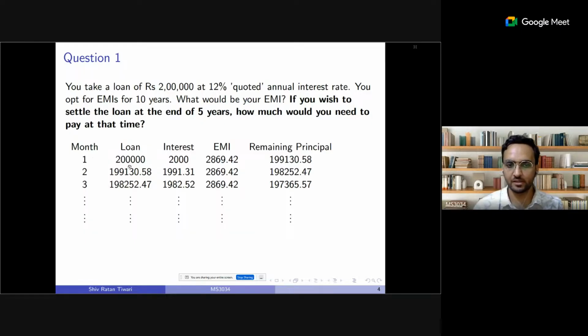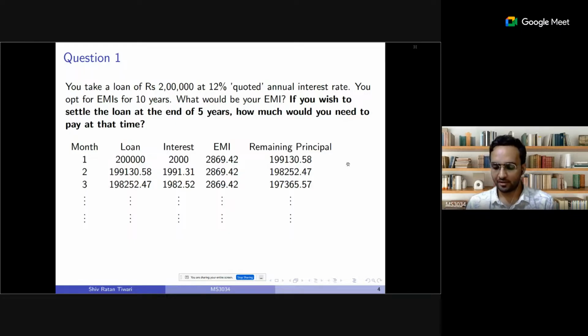So for example, in the first month, the loan amount is 2 lakh rupees and the monthly interest rate is 1%. So 1% is 2000 rupees, the interest for 1 month, and your EMI payment, which we calculated using the EMI formula, is 2869. So we can compute what my remaining principal is: 2 lakh plus 2000 minus the EMI amount. So the remaining principal will be 1,99,130 rupees.